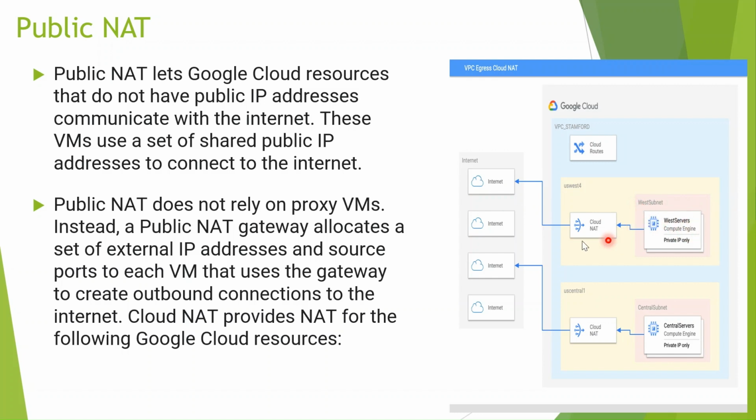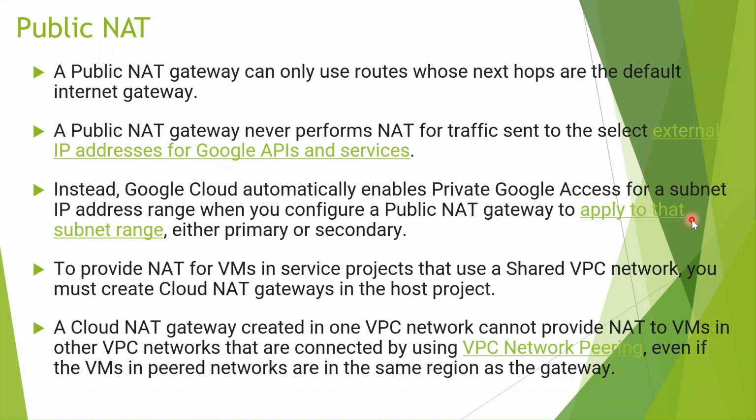Through Cloud NAT, you can send traffic to the internet, and it is egress only. No one from the internet can directly reach your Cloud NAT and then your VMs behind it. That is not possible. You can only send traffic, and the return traffic will be allowed, but no one directly over the internet can reach you. Cloud NAT doesn't support that.